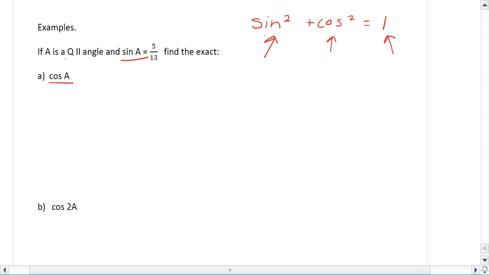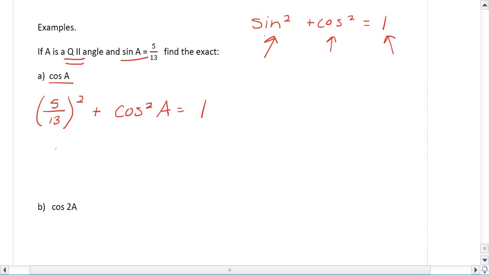Now we'll talk about this piece of information here in just a moment. In the directions it said that angle A was in quadrant 2. That seems like a kind of small, insignificant detail, and yet it's very needed here in just a moment. So let's plug these in, just like you did with the Pythagorean theorem, and let's see if we can find the cosine. So the sine is 5/13, so we have to square that, plus cosine squared of A equals 1.